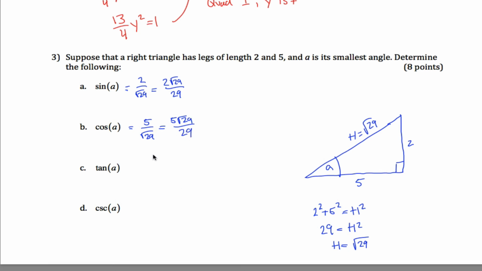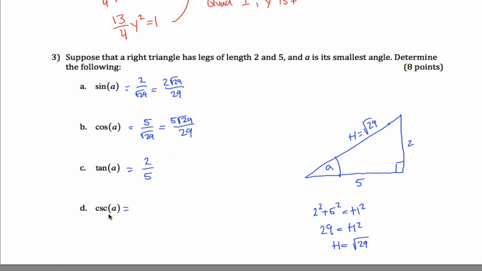Tangent is opposite over, well, okay, tangent you have options. Say tangent is sine over cosine, so it's this number over this number. You could do that. Might be easier to look at your picture and realize that tangent is opposite over adjacent. So relative to this angle, 2 is opposite, 5 is adjacent. So I get tangent is just 2/5.